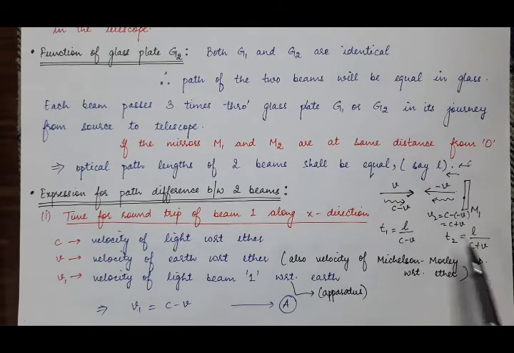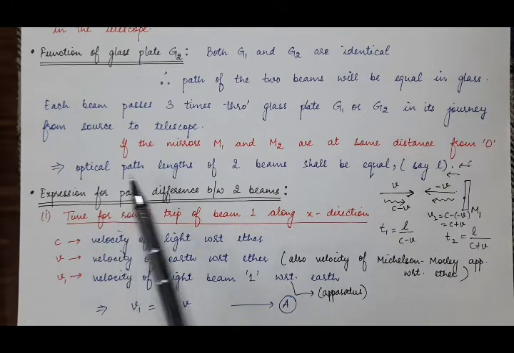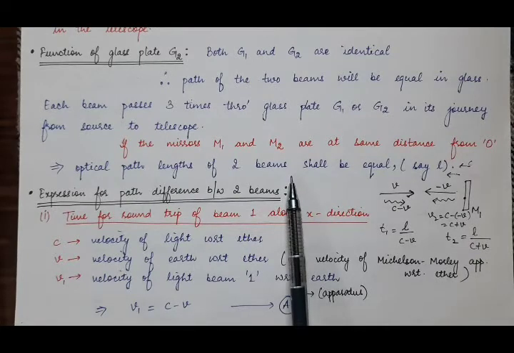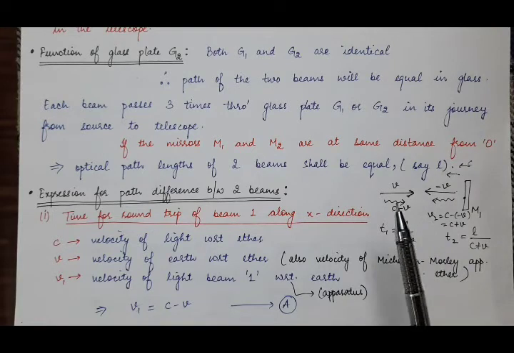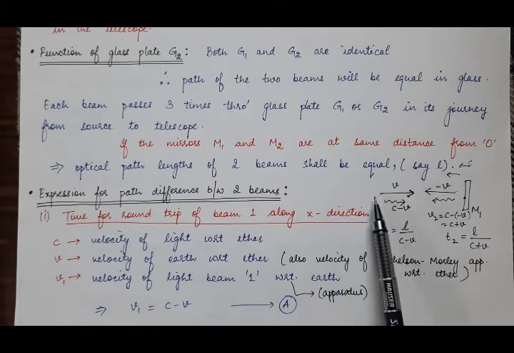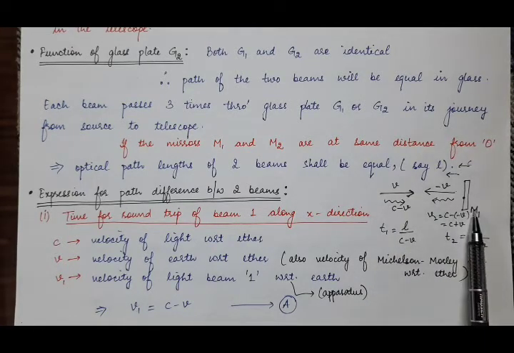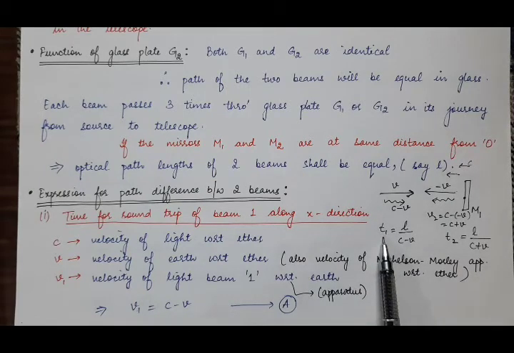And what is the distance of both of the mirrors from glass plate G1? It is L. The optical path lengths of the two beams are the same, that is L. The distance of mirror M1 and M2 from glass plate G1 is L. So from glass plate G1 to mirror M1, suppose T1 is the time taken by beam 1, and time is equal to distance upon speed, so it will be L upon C minus V.